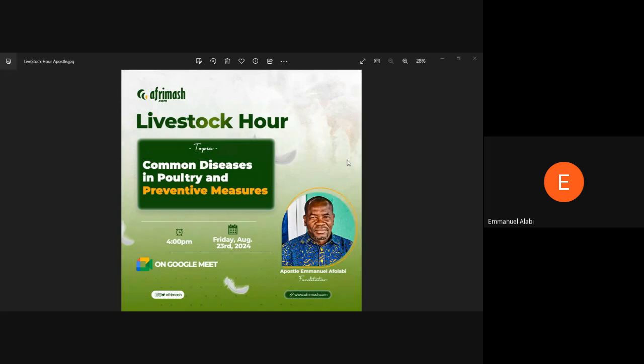How do we use poo to identify disease? Sometimes when we see green poo, people keep telling us it's Newcastle disease. Sometimes it might not even be Newcastle. Maybe that bird has not eaten well, and the bile is producing that green substance. Our bile is always greenish like that, so it produces this green poo. So you might think this bird has Newcastle, but probably it has a different problem entirely.